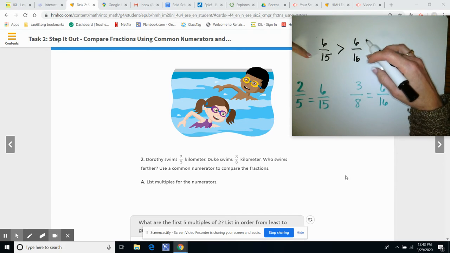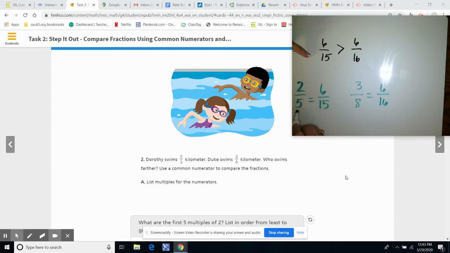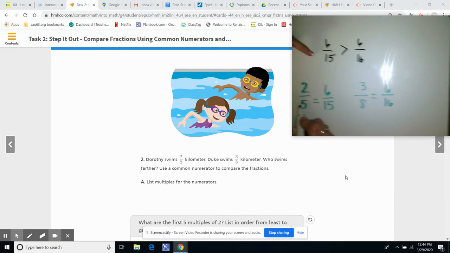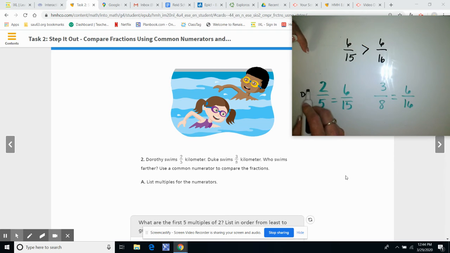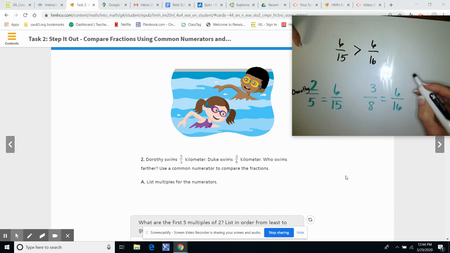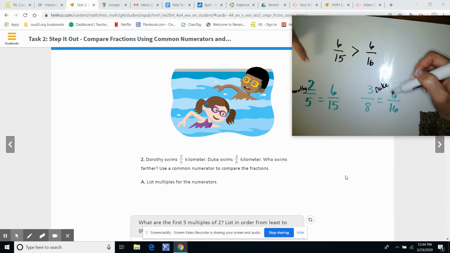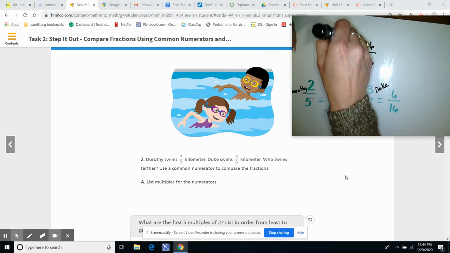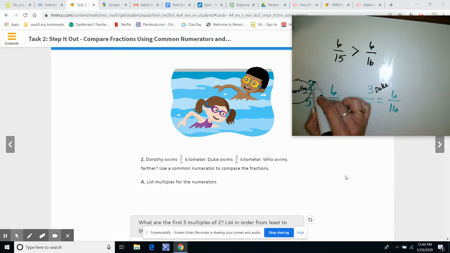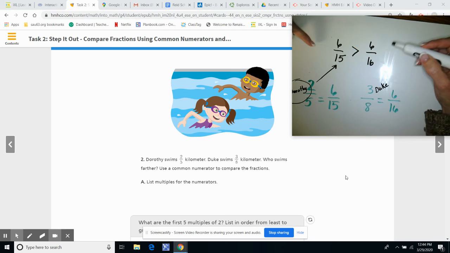So going back, we know that 6/15 is equal to 2/5. And who swam 2/5? Well, Dorothy swam the 2/5. See your name, Dorothy? Okay. And Duke swam the 3/8. So now making the comparison, who swam farther? If you said Dorothy, you would be correct because 6/15 is larger than 6/16.